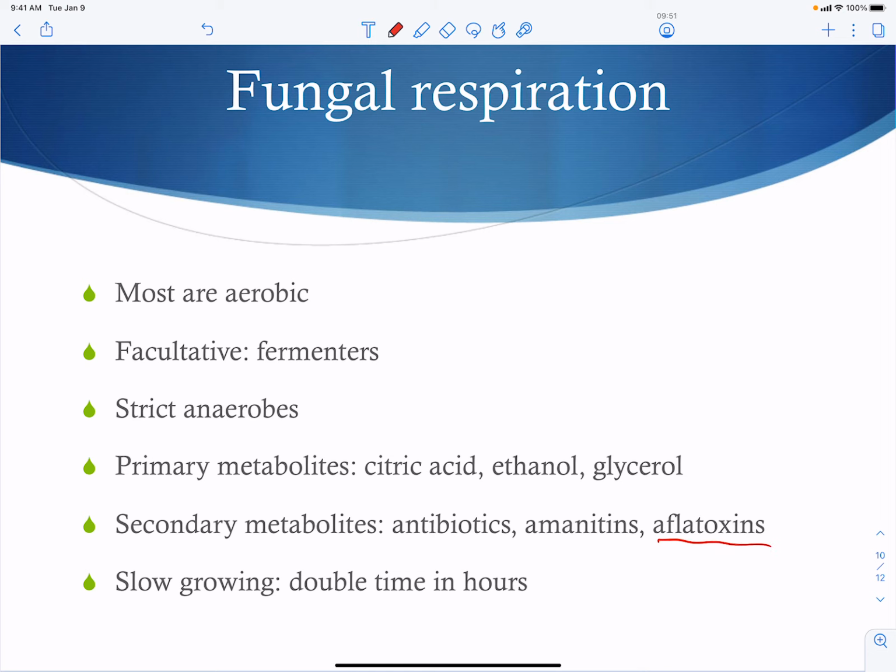Now, in comparison to our bacterial pathogens, our fungal pathogens grow very slowly for the most part. There are a few exceptions, which we'll discuss. For them to divide takes time, so several hours to bud, for example, to make a new yeast. They grow slowly in our cultures, and they also grow slowly inside of us, so they have a more insidious onset of disease.